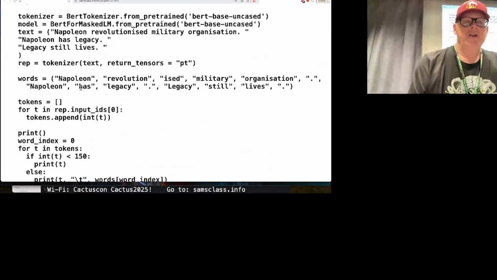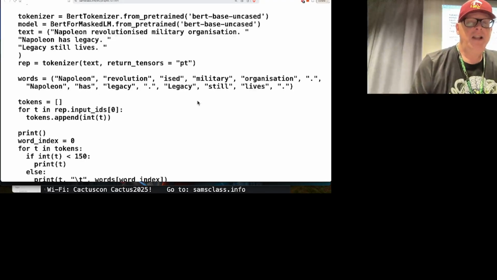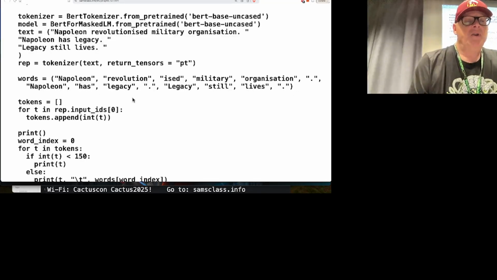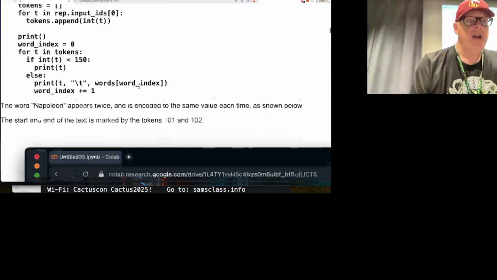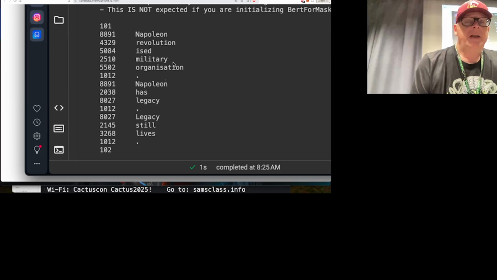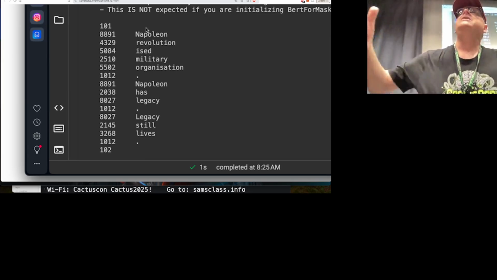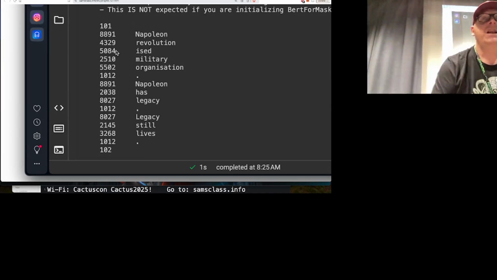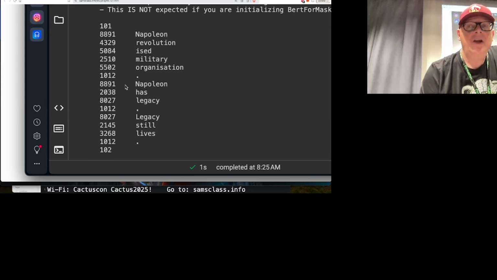You have sentences here. Napoleon revolutionized military organization. Napoleon has legacy. Legacy still lives. So those are the words. Then we're going to tokenize them. So here it says a start. It has a period with a special token. It has the end here with another token. And that's it. It has now broken these sentences and turned them into numbers. Now these numbers are just arbitrary and meaningless, but the same word appearing again will have the same token. Napoleon is the 8891 in both cases, and so on.